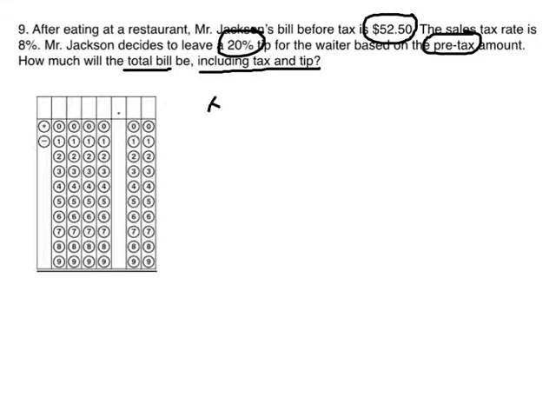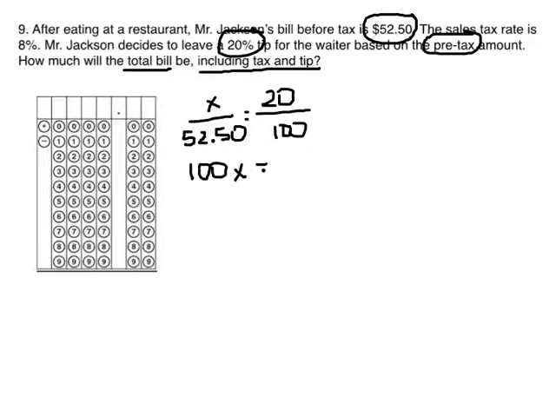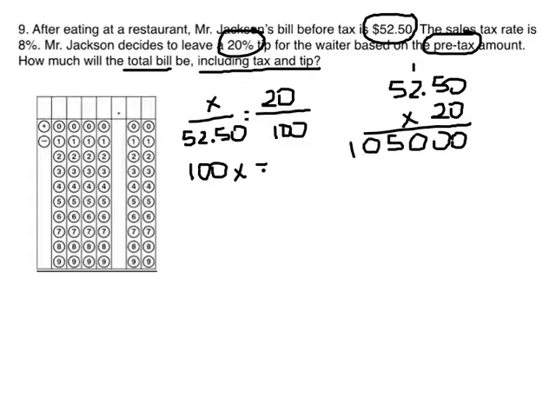So what is 20% of $52.50? Times 100. We're going to do our cross product. 100x equals 20 times 52.50. Times 20. 2 times 0 is 0. 2 times 5 is 10. 2 times 2 is 4 plus 1 is 5. 2 times 5 is 10. Two numbers to the right of the decimal place, so it's 1,050.